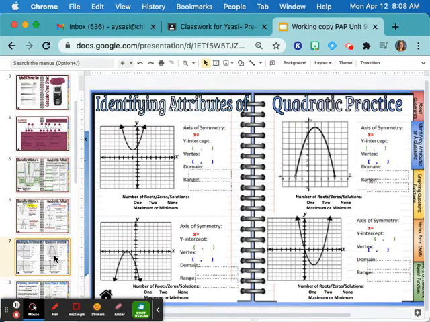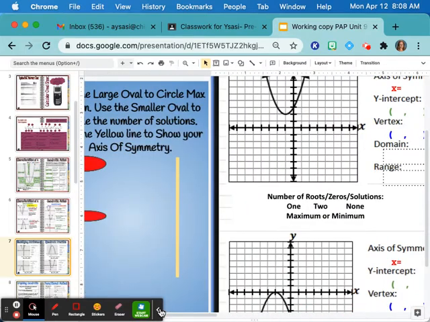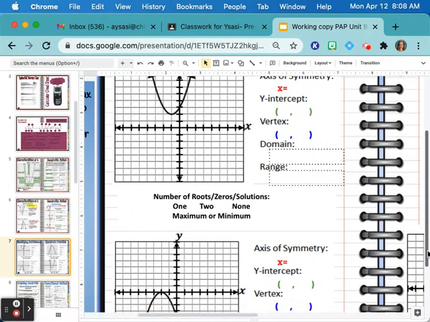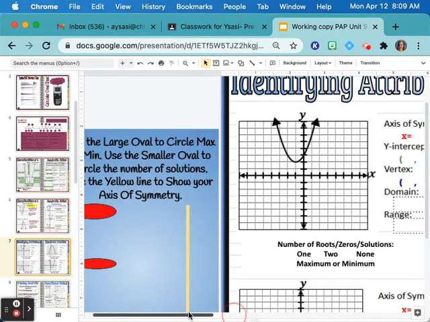We are on slide 7 of Unit 9. We are continuing to talk about quadratic functions. So let's look at this first one. It's graphed. We need to identify the axis of symmetry and draw the line.